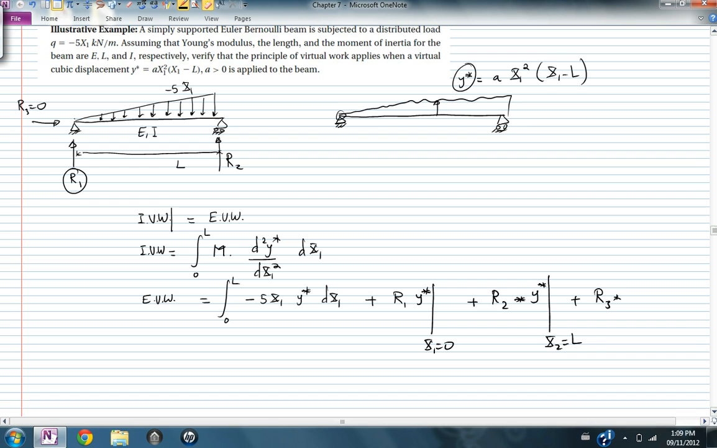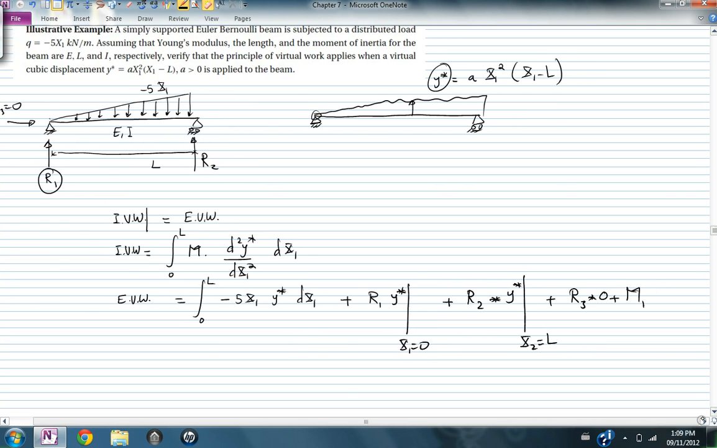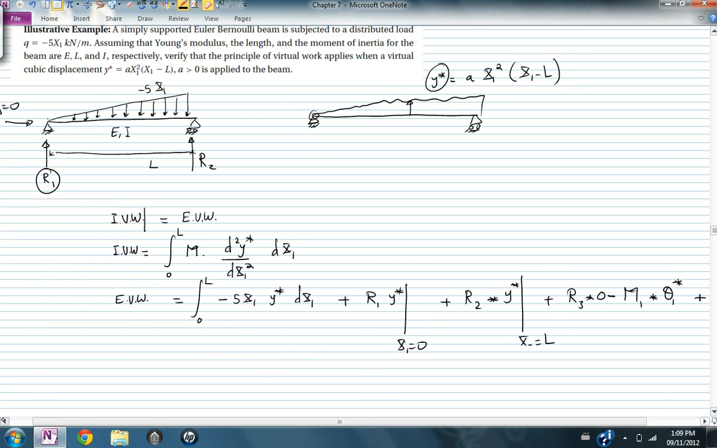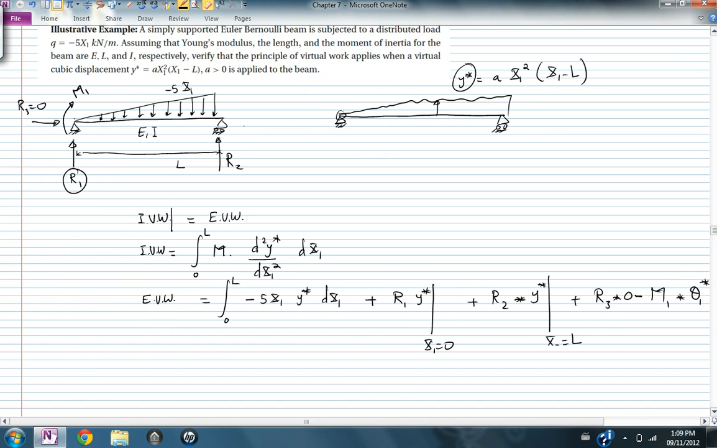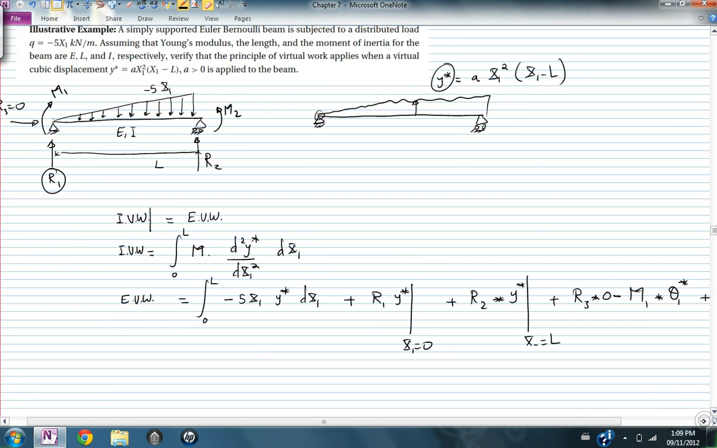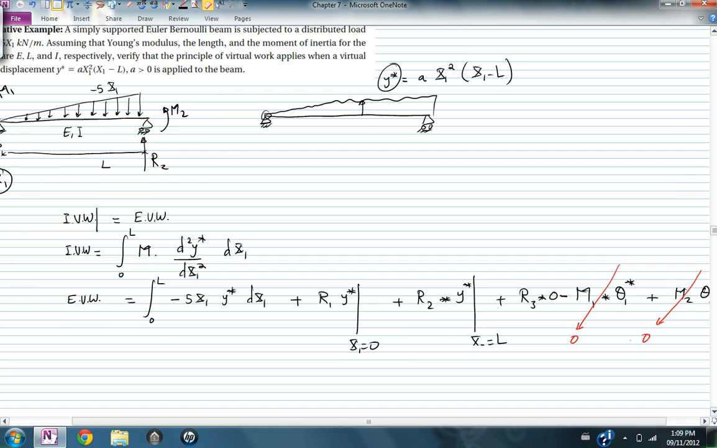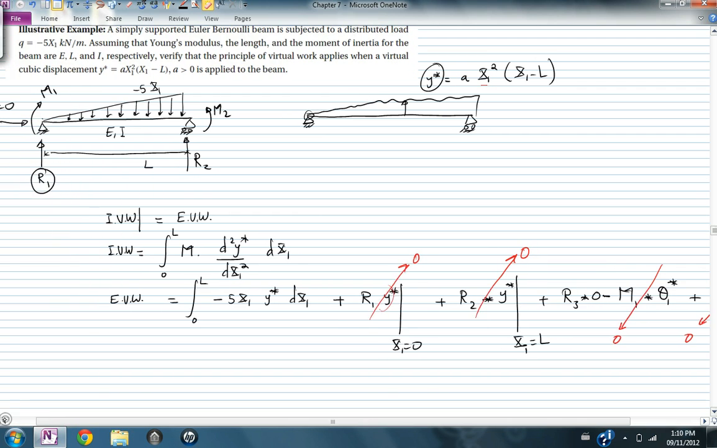plus R3 multiplied by 0, plus the moments multiplied by theta 1 star, plus m2 theta 2 star, where this is m1 and this is m2. Now m1 and m2 are equal to 0, so all this will be 0. And you'll find that y star, when you substitute x1 to be L, will also be equal to 0, and when we substitute x1 is 0, you get that y star is 0, so this will go as well, and you're going to be left with this.